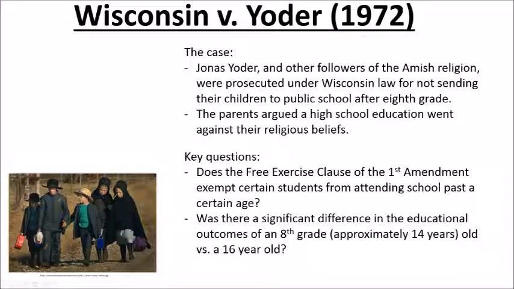Wisconsin versus Yoder, 1972. So this case revolves around a parent, and there are a couple other parents, but the main parent here was Jonas Yoder. He was a follower of the Amish religion. He actually had legal charges brought against him by the state of Wisconsin for not sending his children to public school after 8th grade. His argument, and other parents who were prosecuted under the same law argued, that a high school education went against the religious beliefs of the Amish people.